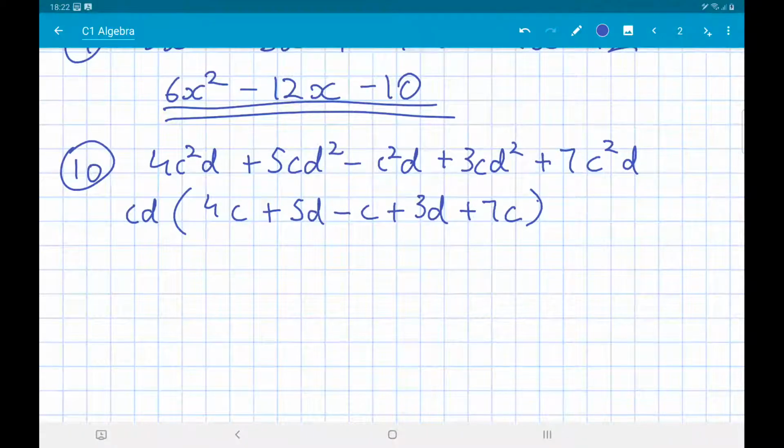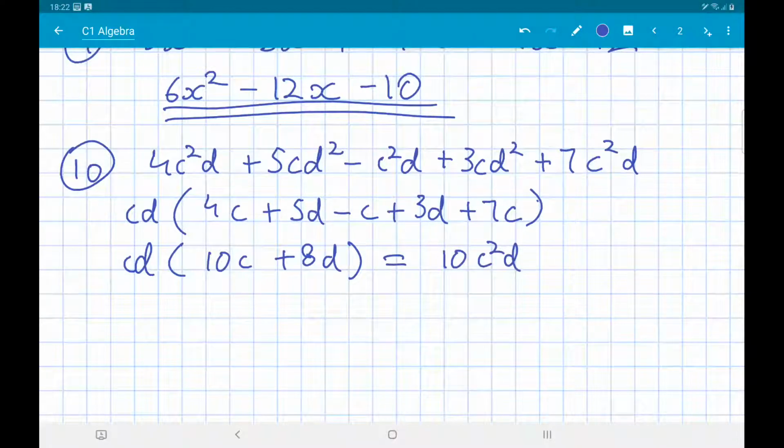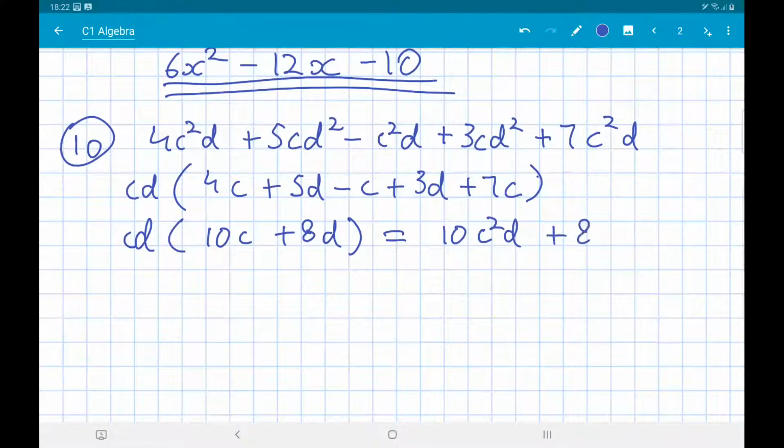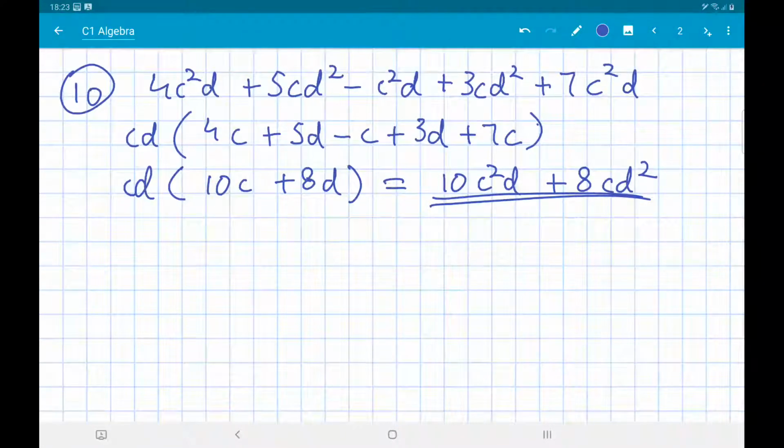And we're just going to sort of abbreviate that all at the same time. Let's try not to skip steps. I'm being a little bit too lazy. cd, and you got 10c, plus 8d. And that is equal to 10c squared d. Always be careful of that, okay? Plus 8cd squared. And that is your answer. This is definitely the answer.